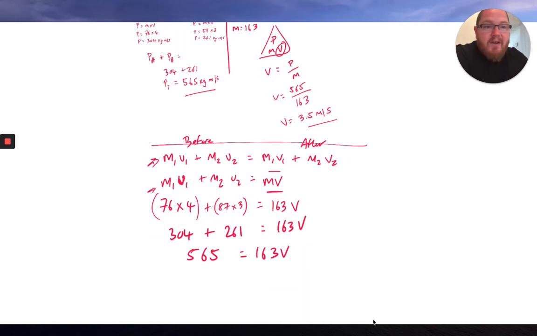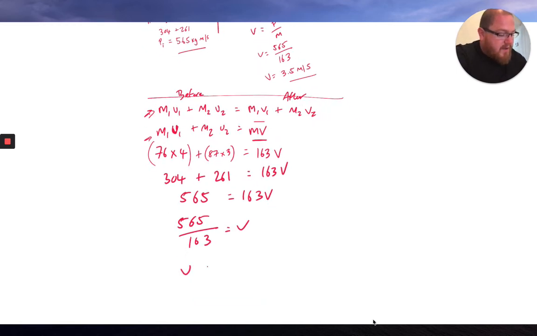To get V on its own, I've got to divide both sides by 163. So 565 over 163 gives me V, and then I'll just swap V over this side, and then the answer comes out to be 3.5 meters per second.